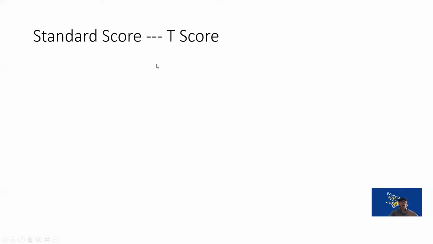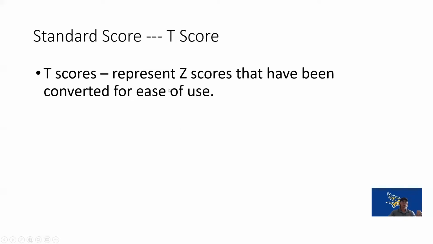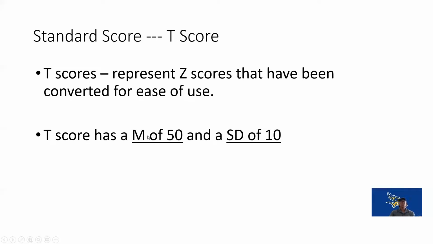Okay. We also have T-scores. T-scores represent the Z-score, but they're a little bit easier to view when it comes to presenting information. A T-score has a mean of 50 and a standard deviation of 10. So these put us on a 100-point scale rather than looking at positives and negatives, rather than looking at decimal points, specifically small decimal points like 1.03.